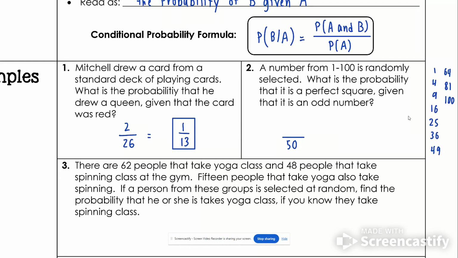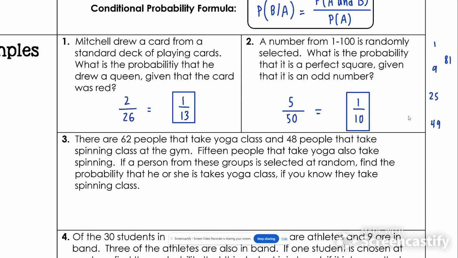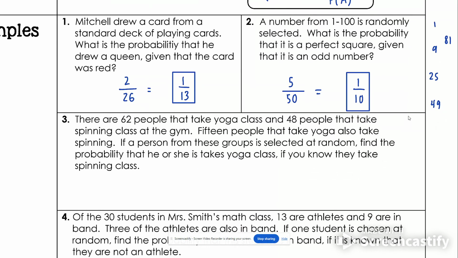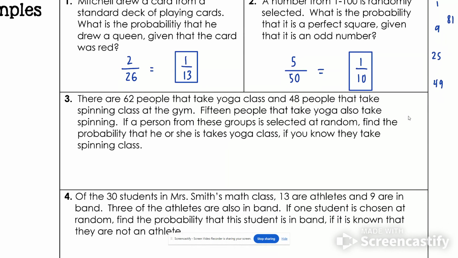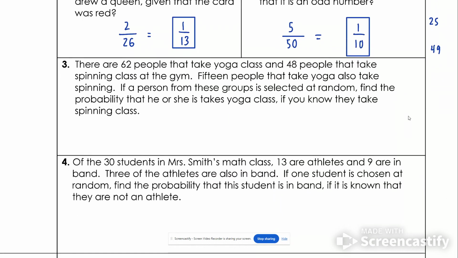So that eliminates immediately, I don't even count the ones that are even because they're not a part of my given that. So I'm only talking about 1, 9, 25, 49, and 81. I'm only talking about 5 of these 50 numbers. So 5 over 50 reduces to 1 over 10. So the given that is going to actually simplify your bottom number. It's going to make it much smaller, and then you base your decision on the rest. Number 3. These are a little different.